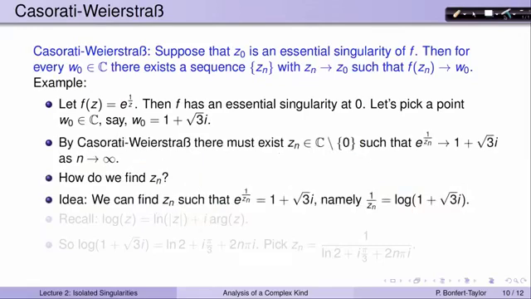In fact, we can find zn's such that e to the 1 over zn, which is f of zn, not only gets close to 1 plus root 3i, but actually equals 1 plus root 3i. How do we do that? Well, it's pretty simple. The logarithm comes to our help. We simply need that 1 over zn is a logarithm of 1 plus root 3i.